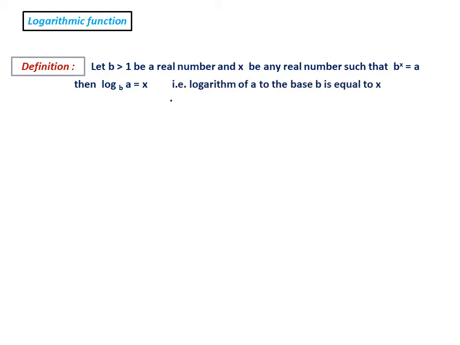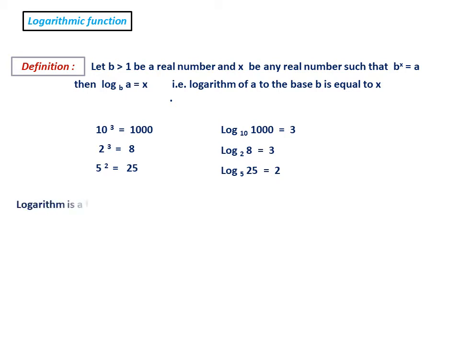That is, the logarithm of a to the base b is equal to x. Let us try to understand this one with the help of examples. So we know that 10 power 3 is 1000. Therefore we can say log 1000 to the base 10 is 3. Similarly, 2 power 3 is 8, therefore log 8 to the base 2 is 3. 5 power 2 is 25, therefore log 25 to the base 5 is 2.